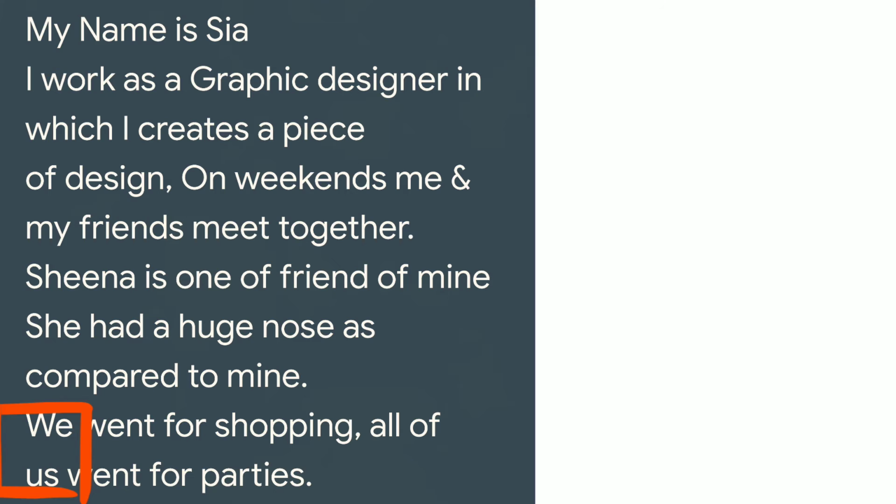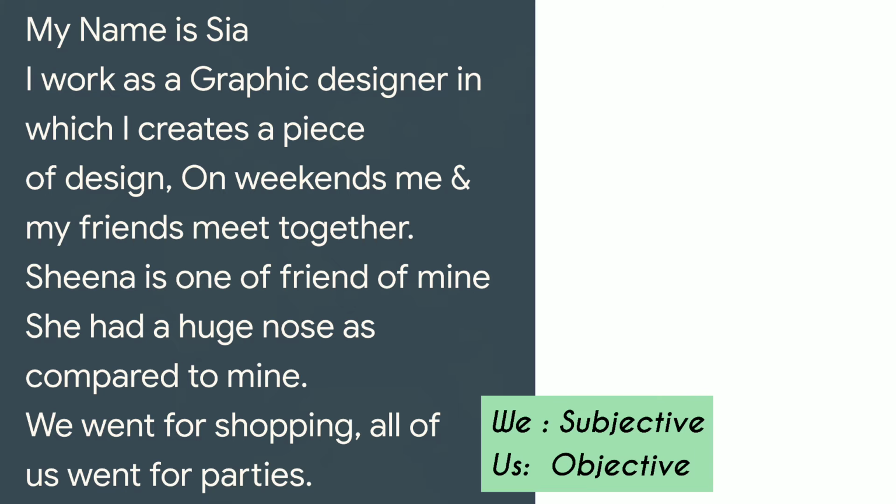The pronoun "we" we use when there are more people in that group, and you should be included in that group. Then we use "we" for the subjective purpose. And the pronoun "us" is used from an objective point of view. When you have to refer to every single person in that group, then we use "us" as an objective point of view.